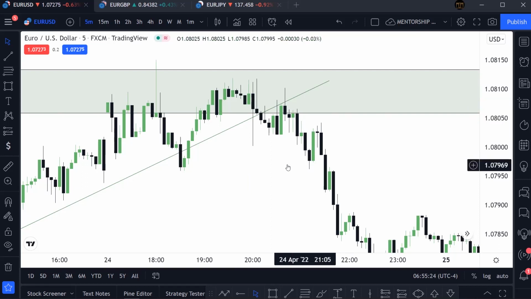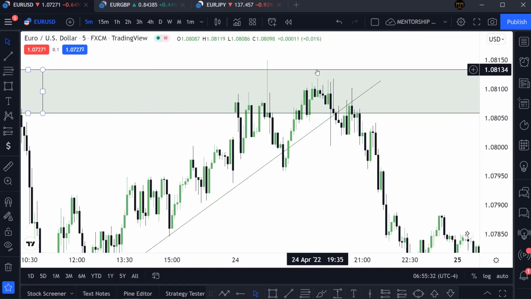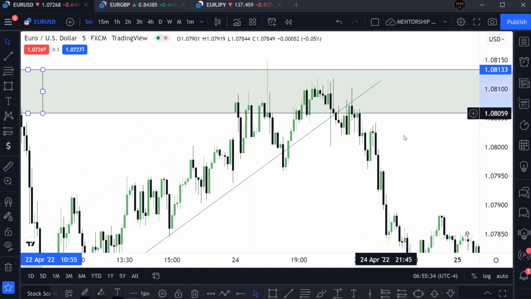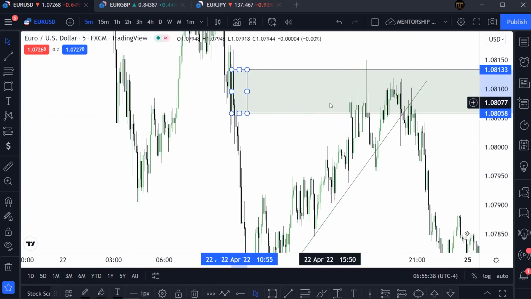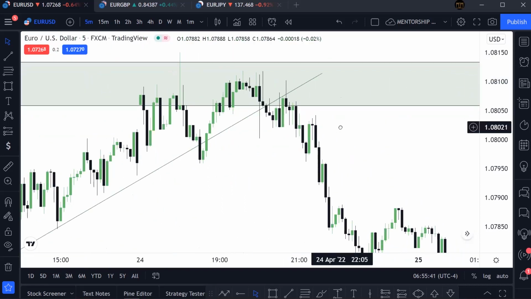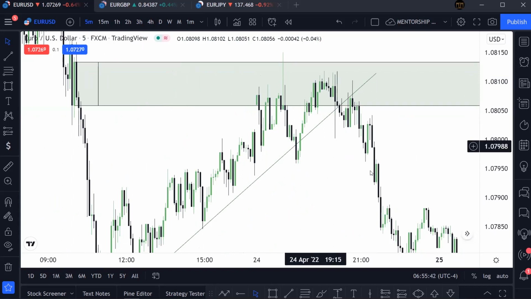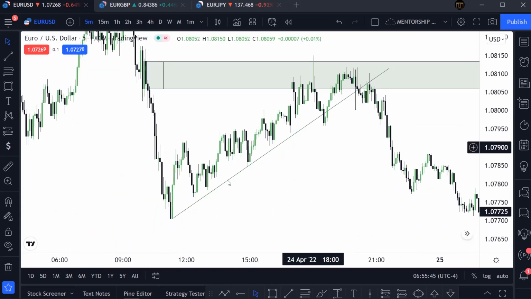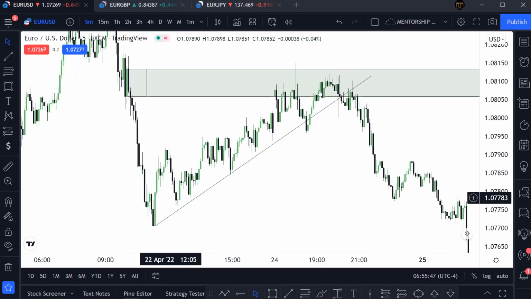Why? We broke structure. Make sure that we first break structure, then we come back in that zone to trade. Like I already told you, we are trading below this institutional candle, and this is a flag pattern. This is what would encourage me to trade: the flag pattern, then to gain more institutional candle. So I'll be looking for opportunities to sell after the break of structure.